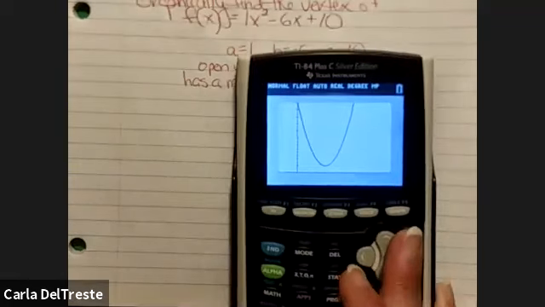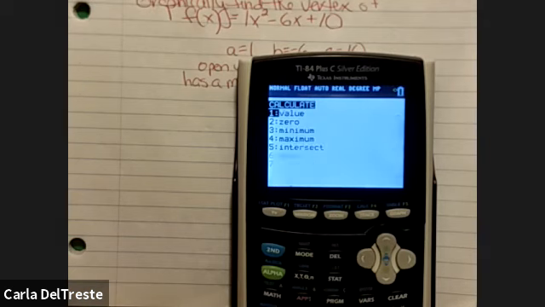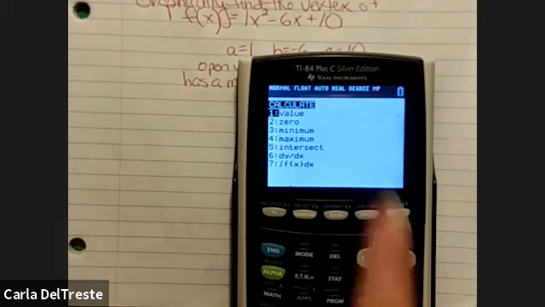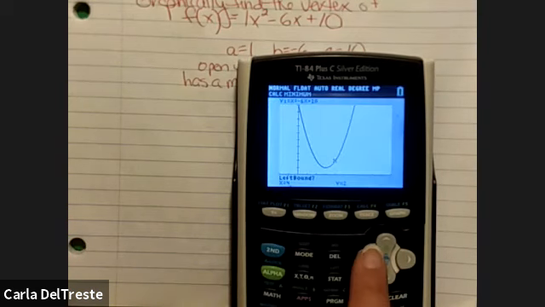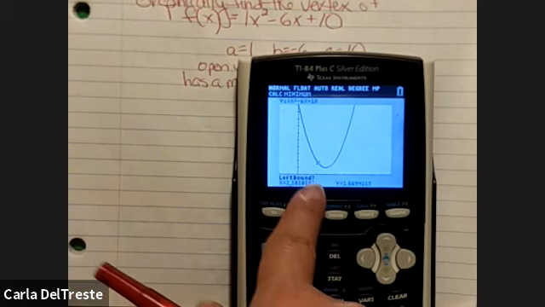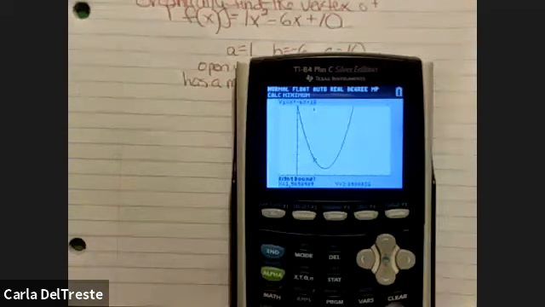Well, you might remember that trusty calc menu, second trace, had a choice for minimum. So we're going to choose number 3, and then we're going to follow the prompts. The first prompt says left bound? Bring your cursor anywhere to the left of the valley. It doesn't matter where, okay? Anywhere to the left of the valley, and hit enter.